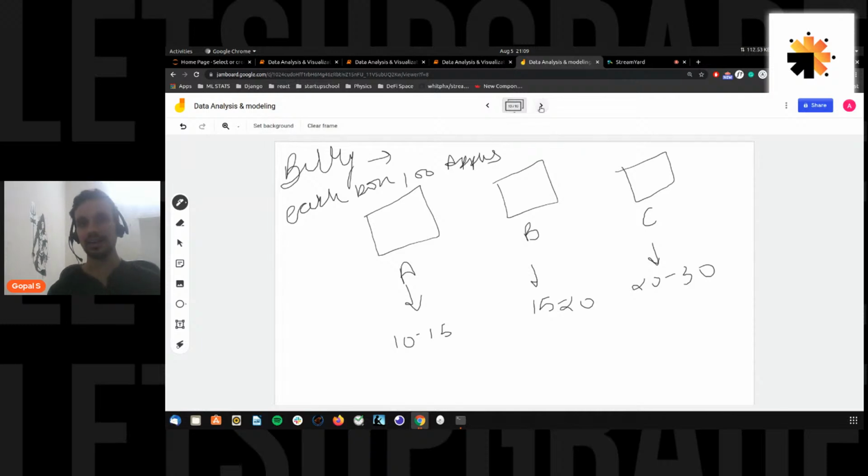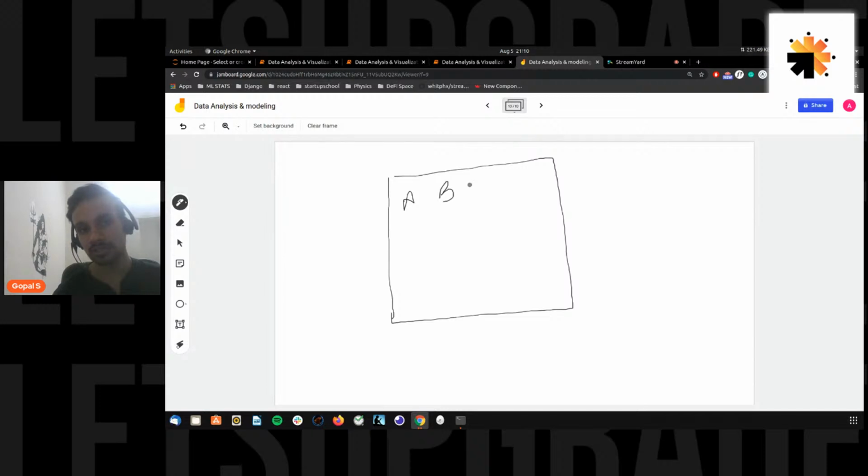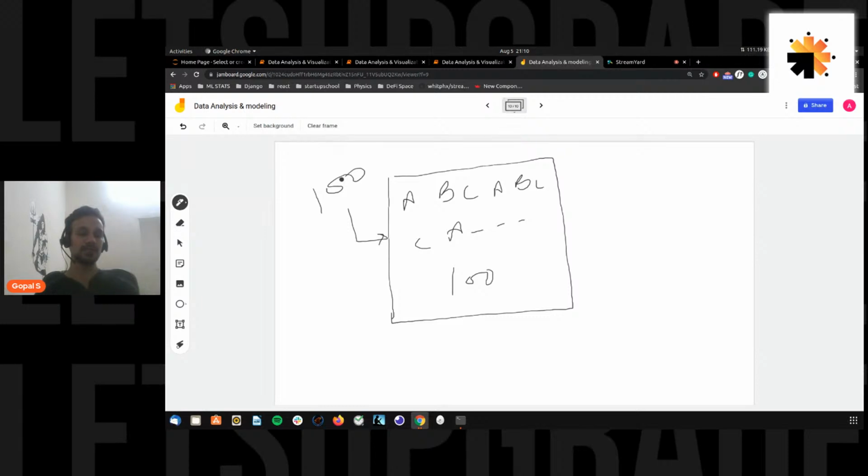His mom actually asked for 100 boxes. So we have 100 boxes of A, B, C: box A, box B, box C, box A, box B, box C, and so on till 100. We have a gigantic truck which holds these 100 boxes. Now Billy has a task.